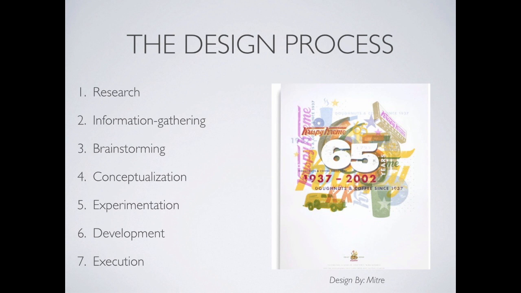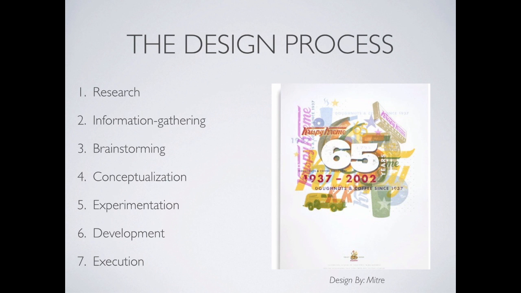So let's talk about the design process. And this design process that I'm talking about is very specific to graphic design. However, it has big similarities to design in general. So we're going to talk about graphic design, but remember this can extrapolate very easily to architectural design. So we start with research, then we get to information gathering. Then we get to brainstorming, then we get to conceptualization, which is really the first stage of actually designing something.